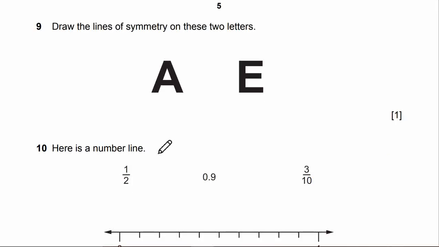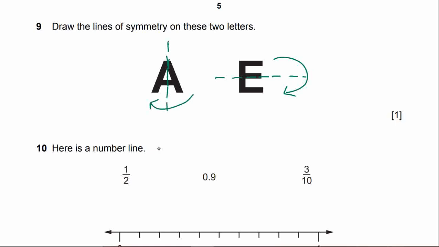Let's move to number 9. Draw the lines of symmetry on these letters. So the line of symmetry will be a line such that when we fold this, it will exactly match. This is a straight line passing through the center of this, and this will be this line. When we fold it going up to down, then we'll get a matching.